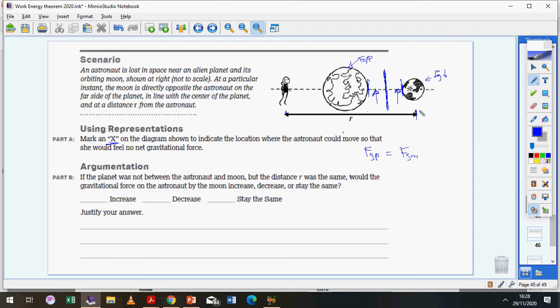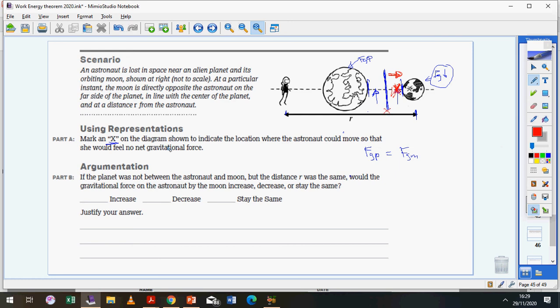Since this has a smaller FG, the astronaut would have to be standing closer to the moon to experience a zero net force and a zero pull of gravity. So I would put my X on this side of the half, right? Anywhere clearly in this half is fine. If you put it close to the halfway point, you lose the point.